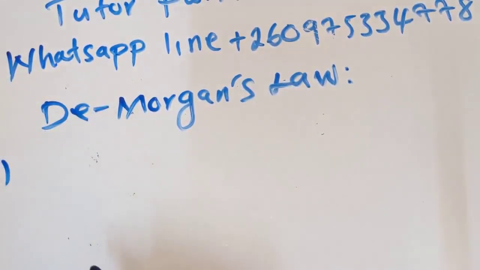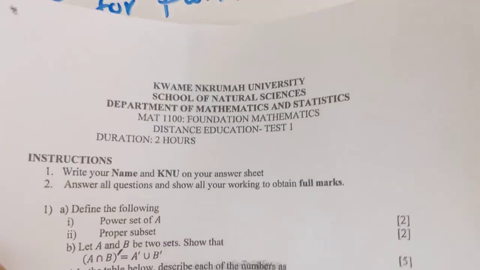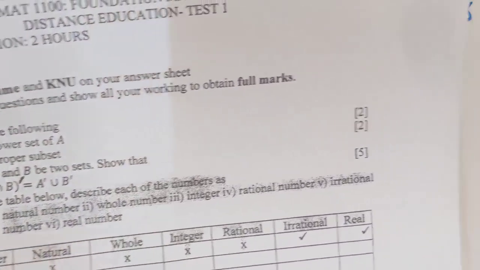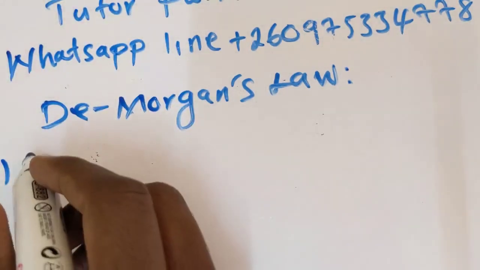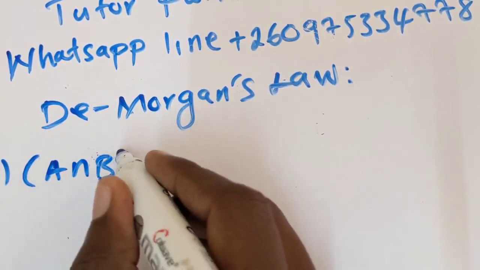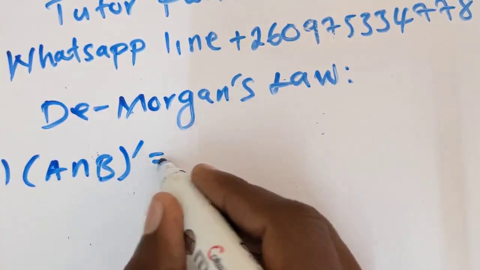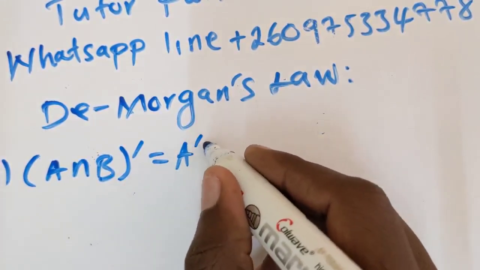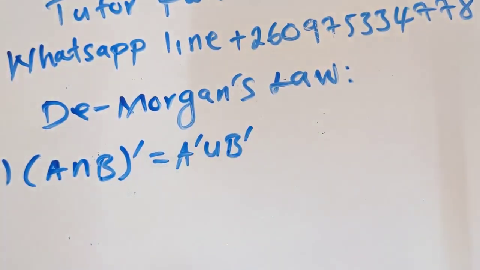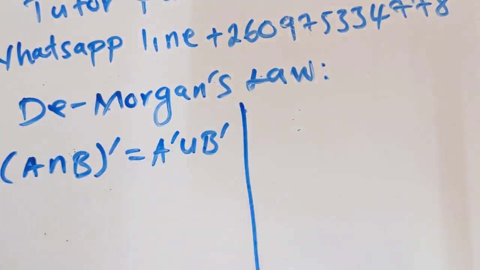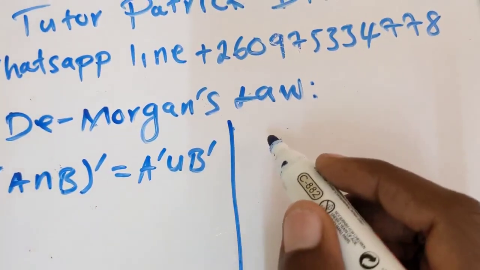So number 1, let's say we have that same one which we were given. Let me just write it down. It is (A intersection B) complement is equal to A complement union B complement, like that. Then I'll cut here, and I'll write the other one.